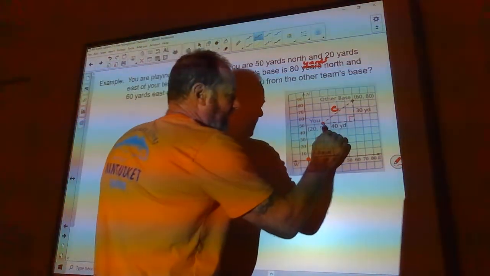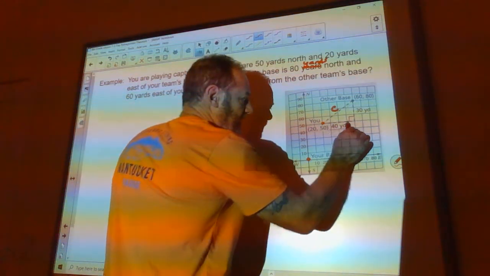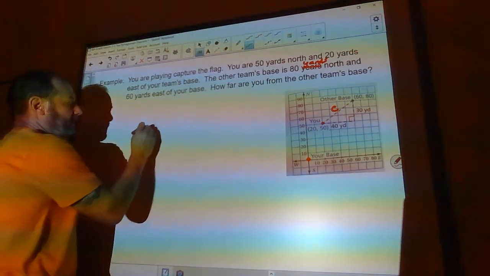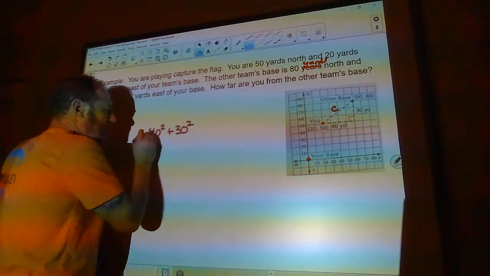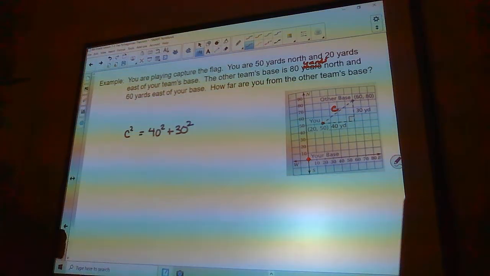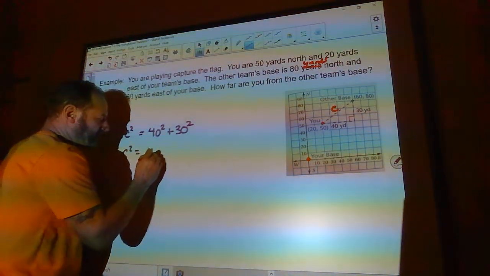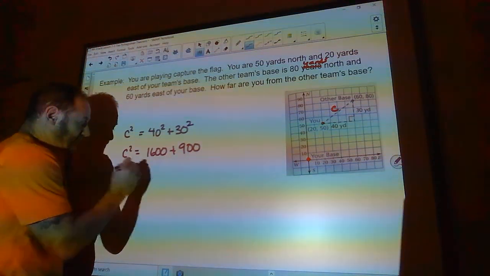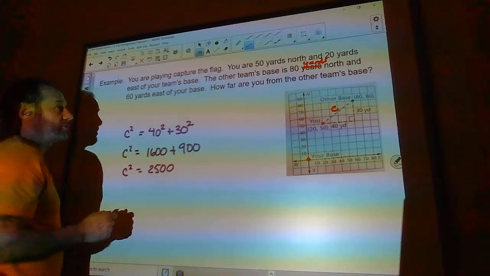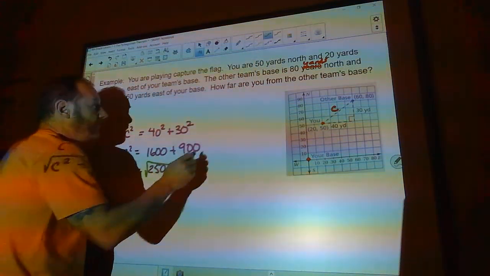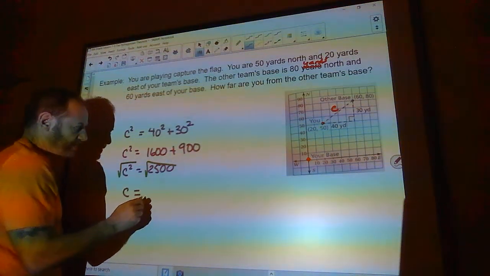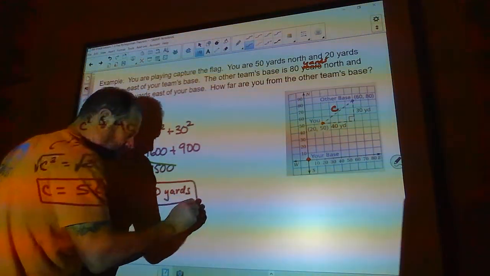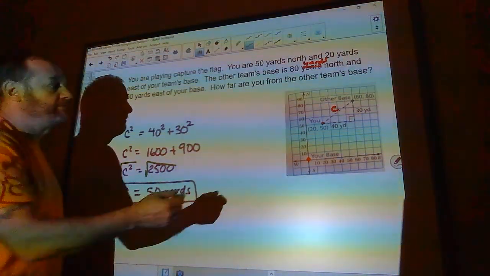Okay, so I can do this. I can say this is a distance of 40 right here. So it's 40 yards east and it's 30 yards north. So now I can do a Pythagorean theorem thing. 40 squared plus 30 squared equals c squared. So c squared is going to be 1600 plus 900. C squared is going to be 2500. And then I'm going to square root those, and I'm going to get c equals 50. And that's in yards. So this has to be 50 yards right here.